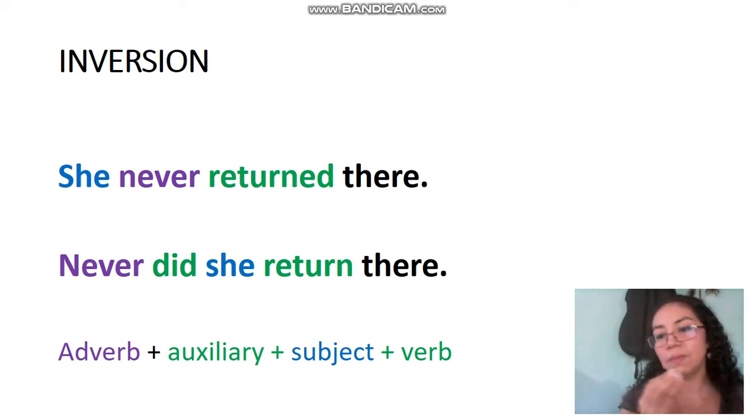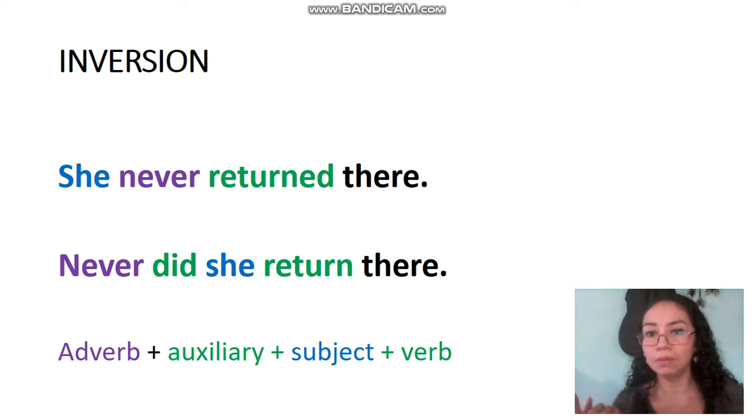Why? Because the simple past is already expressed in the auxiliary. The same happens with simple present. So for example, if I want to tell you, oh, you know what? I hardly ever do homework. I mean, that's not true. You shouldn't do that. But if you want to make it more emphatic, you should say, oh, hardly ever do I do homework. How's that about?